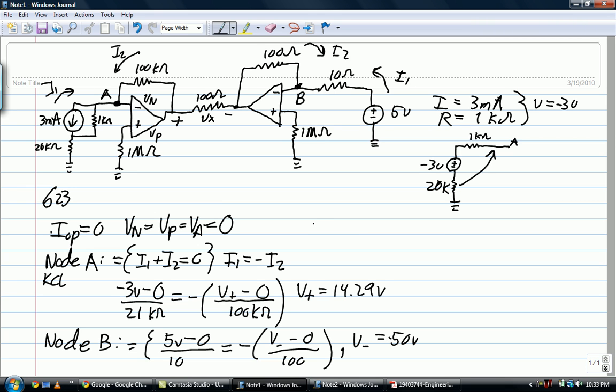So now we sum it up. The voltage across V sub x is the positive voltage minus the voltage at the negative terminal. And we already discovered these two quantities. So really it's just equal to 14.29 minus a negative 50, which is simply equal to 64.29 volts. And there you have it. That is the solution to the problem.